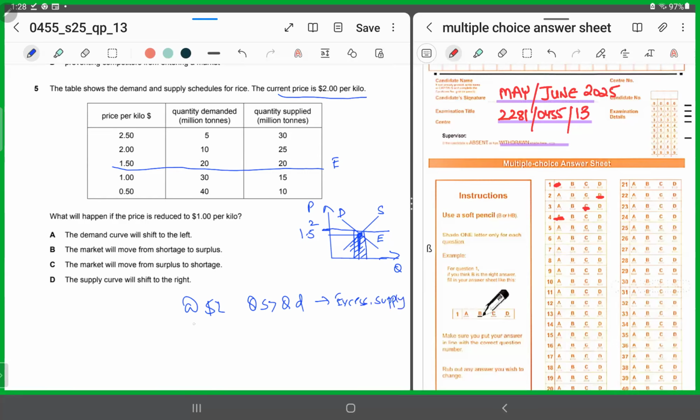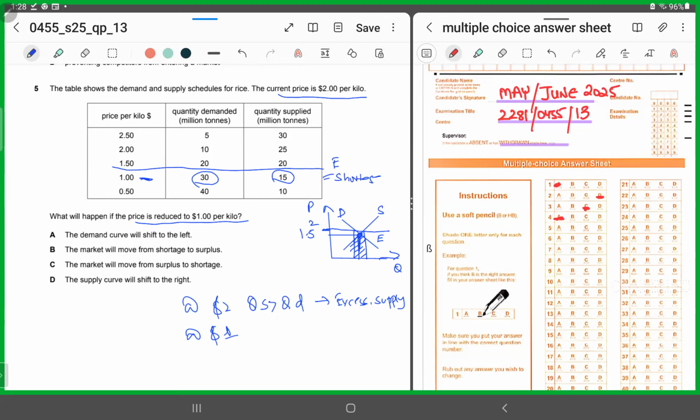Now they say, if the price is reduced to $1 per kg. So if the price falls to $1, what should happen? That means it will fall below the equilibrium price. Now notice at $1, what is happening? The quantity demanded is 30 and the quantity supplied is 15. So it is a shortage.